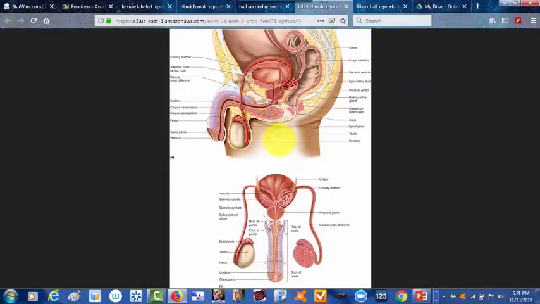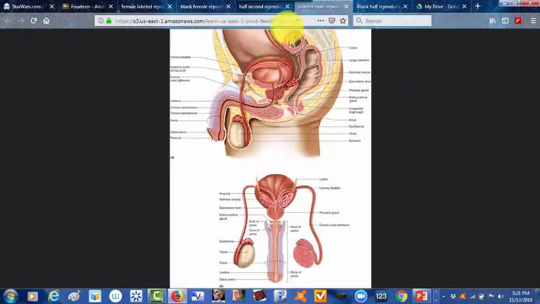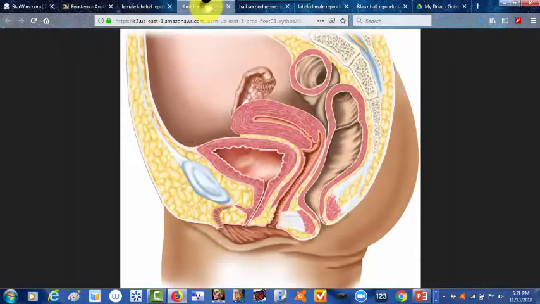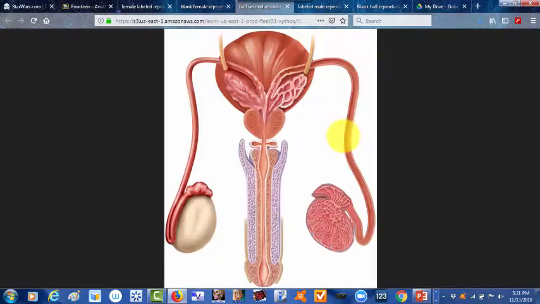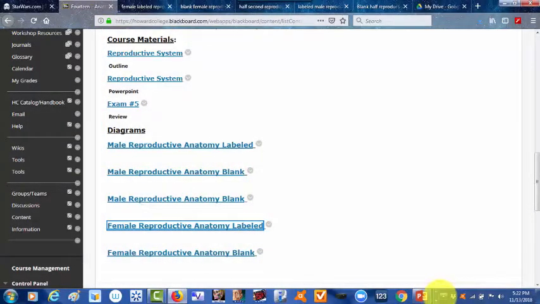This one's a little smaller, so you can make it a lot bigger. You can do this one also. That's a labeled female, and then there's this kind, which is a different view. It's a male. It looks more like a sea monster than anything.